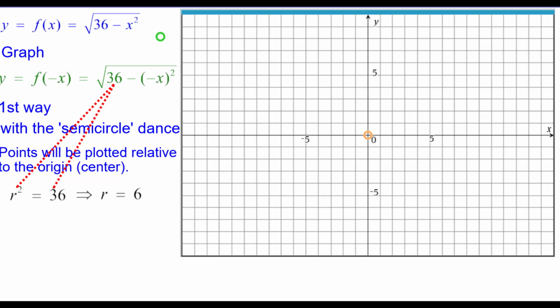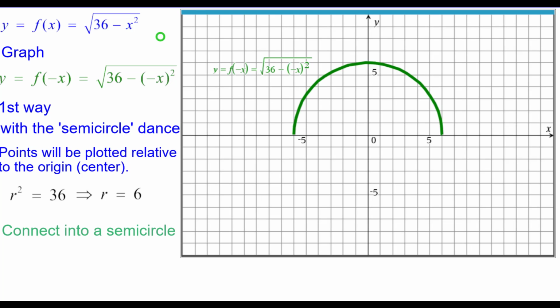And so the radius, r, is the square root of that, which is 6. Points, again, will be plotted relative to that orange point there. So we need to go right the radius, up the radius, and left the radius. Connecting those points into a semicircle, we get this.